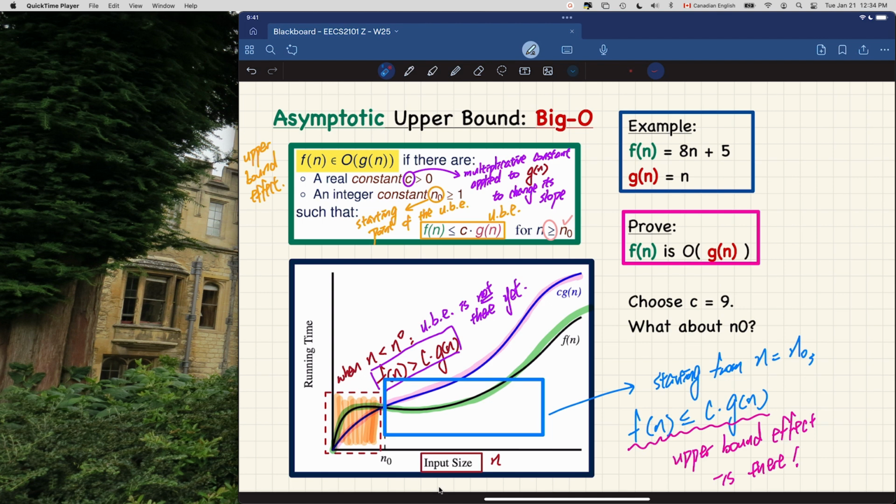All right, so let's now talk about this example here. Let's say we have the runtime function 8n plus 5, and the reference function we have is just n. Somehow we want to prove that f of n, this guy here, is a member of the family of g of n, big O. That's something we want to do. I want to show you one more terminology here, and then we'll come back to this example.